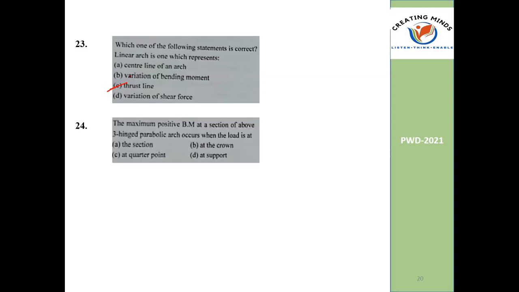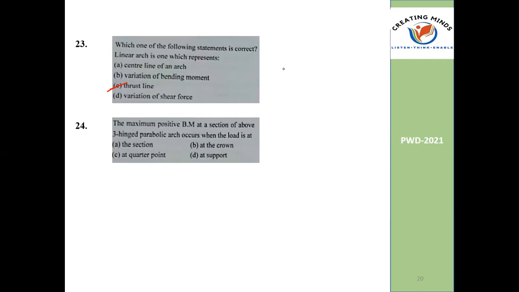The maximum positive bending moment at a section of a three-hinged parabolic arch occurs when the load is at the crown, option B, or at the section, option A. At the crown, the quarter point is eliminated, the support is eliminated. A and B, you have two things. Where can you expect it, at the section or at the crown? This is related to influence line. It's not A.